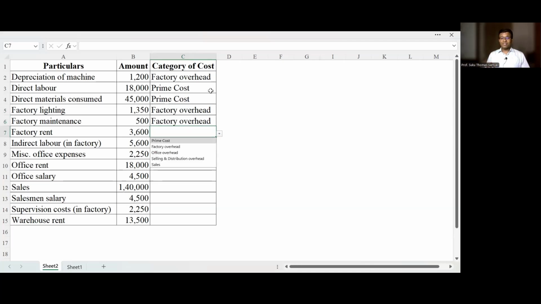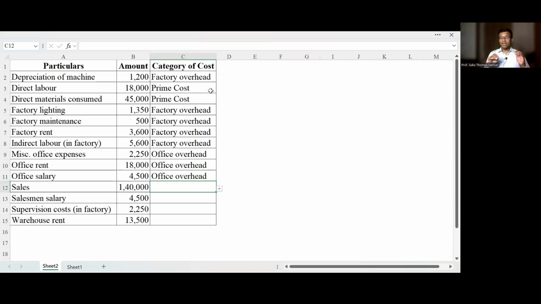Factory rent, this is the rent that you pay for your factory premises. Again, this is a part of your factory overhead. Indirect labor in factory. Now it is very clearly stated in this particular question that the indirect labor that you have incurred is for your factory. So this would be a part and parcel of your factory overhead. We have miscellaneous office expenses. This would be a part of our office overhead. Office rent, office overhead. Office salary, office overhead.